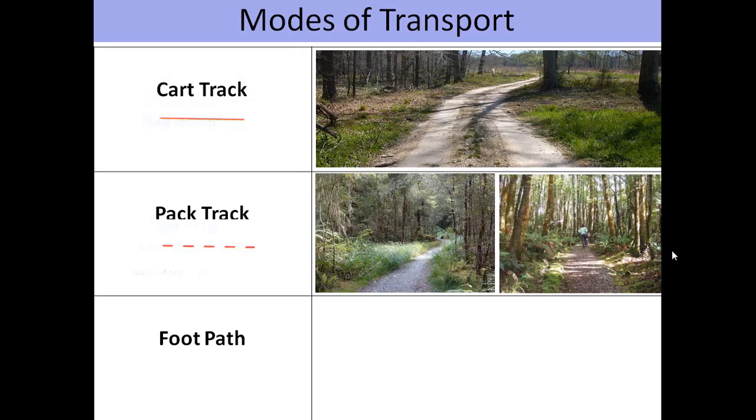Pack track. Pack track is shown on the topographical map with the help of a single broken red line. The width of the pack track is less than the cart track. Mostly it is used by herds of animals.